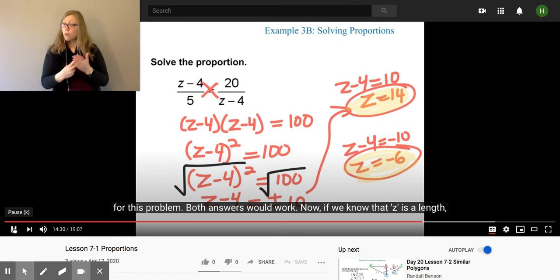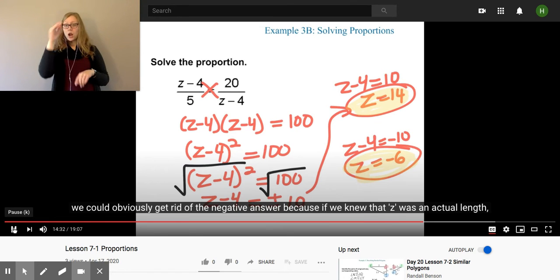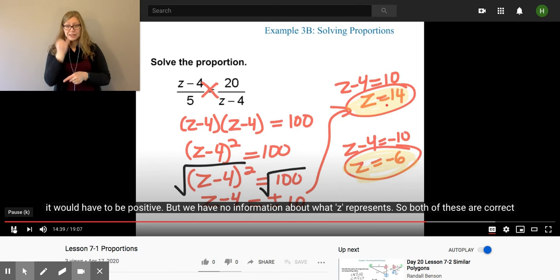Now, if we know that z is a length, we could obviously get rid of the negative answer, because if we knew that z was an actual length, it would have to be positive. But we have no information about what z represents, so both of these are correct answers.